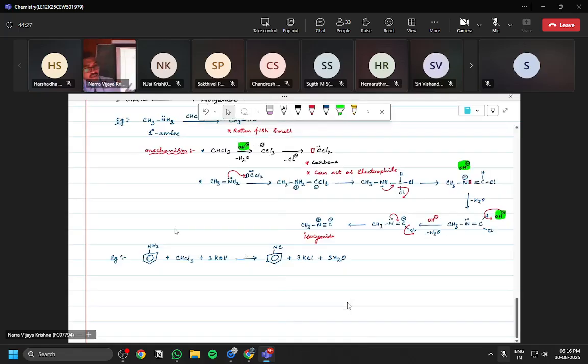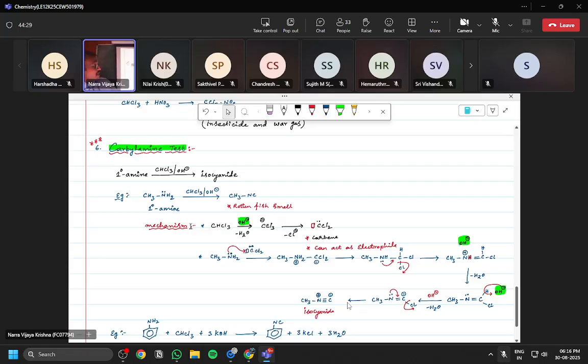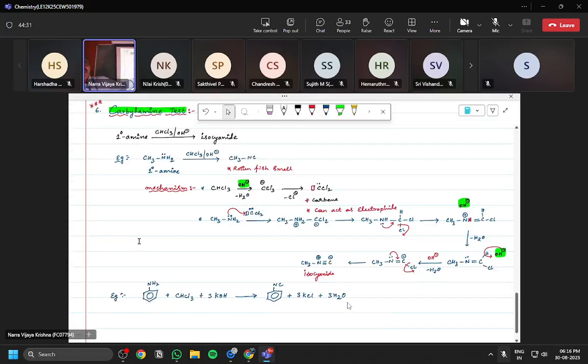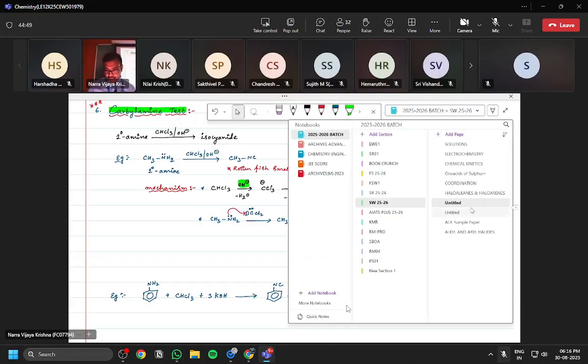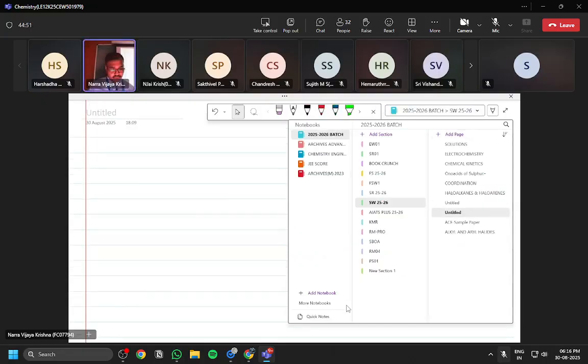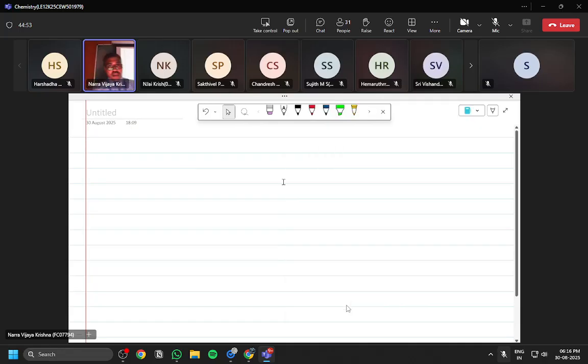See, up to here we have done carbylamine test. If it is a primary amine, in presence of chloroform and base, they will convert into isocyanides. We call it as carbylamine test, with respect to mechanism, right? Next, reaction proceeds via what intermediate? Carbene intermediate, right? Next one, reaction with silver powder.